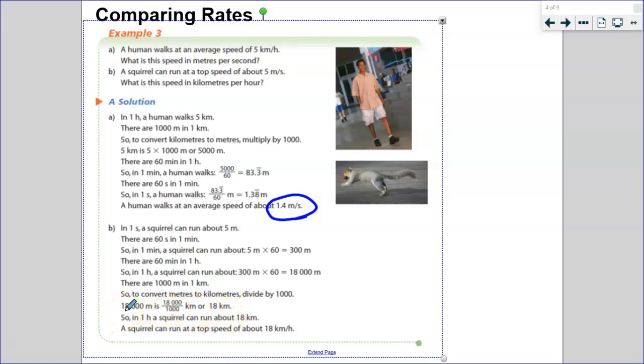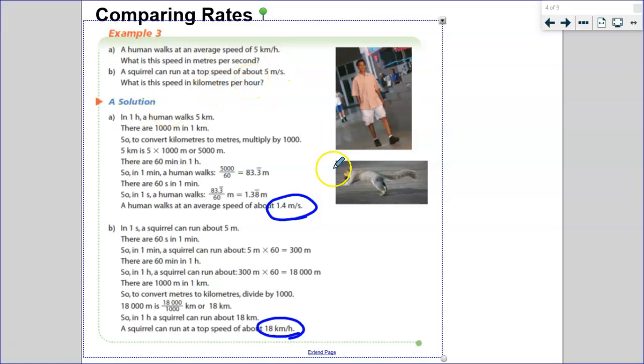So to wrap this all up, in 1 hour, a squirrel can run about 18 kilometers, and we write it at a top speed of about 18 kilometers per hour. Does that make sense? It does, because we knew they could do 5 meters per second. So this one took you from kilometers per hour to meters per second. This one went the other way and went meters per second to kilometers per hour.